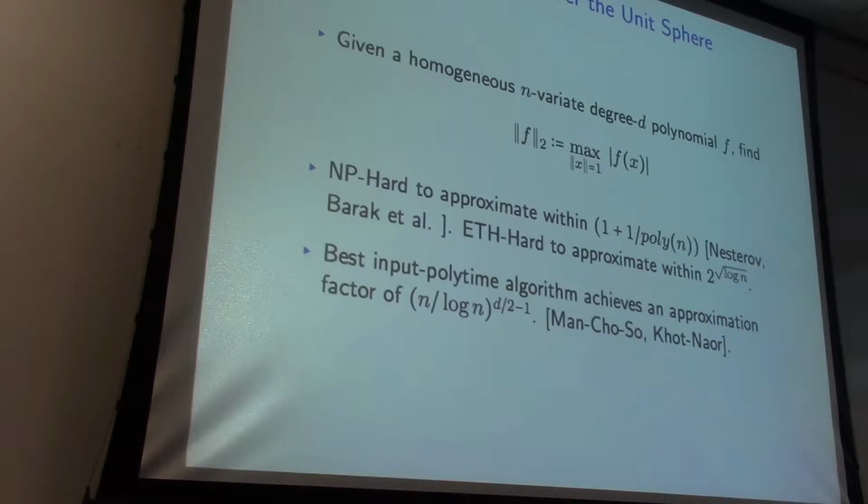So what's the best polytime algorithm we know? Well, n over log n to the d over 2 minus 1. And this is due to Alexander Manchoso, and a lot of the ideas were already known to Court and Nauer in a paper of theirs in 2008.